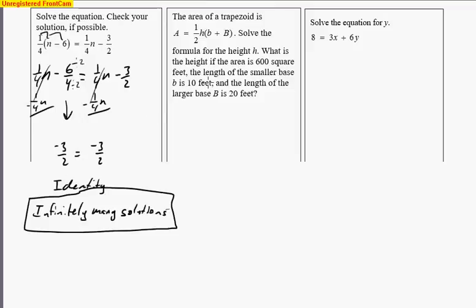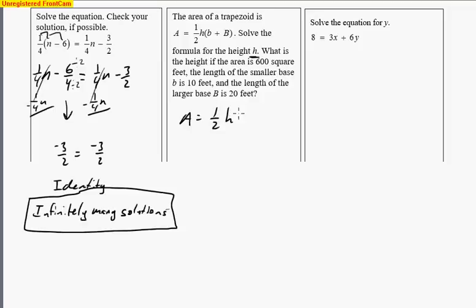Looking at this next problem, we're supposed to solve this formula for the height. And then it asks us to substitute some numbers in. It says, what is the height if the area is 600 square feet, length of the smaller base is 10, length of the larger base is 20. So let's solve for the height first.